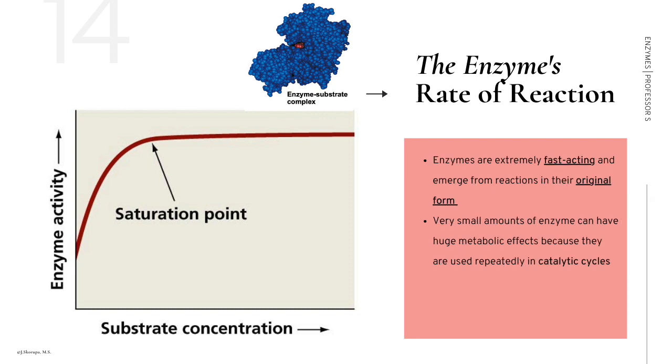Enzymes are extremely fast-acting, and some are able to even react at 1,000,000 times per second, and they emerge from their reactions in their original form. Very small amounts of enzyme can have huge metabolic effects because they're used repeatedly in those catalytic cycles.